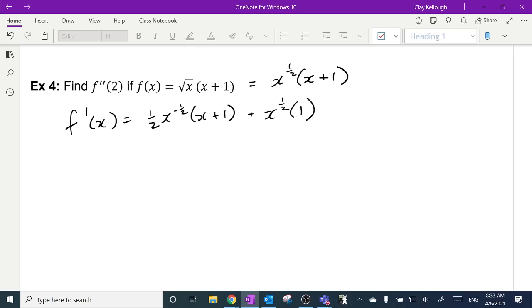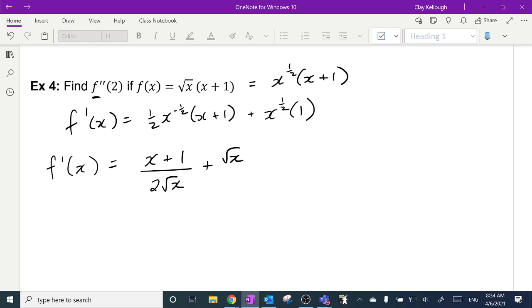Now, because I have to do this again, I think this time I might do a little bit of simplifying first. Okay, I don't have to, right? There is more than one way to approach these. But I think I'm going to do a bit of simplifying before I run it through for my second derivative. So that's going to be x plus 1 all over, I guess I could say 2 root x plus root x.